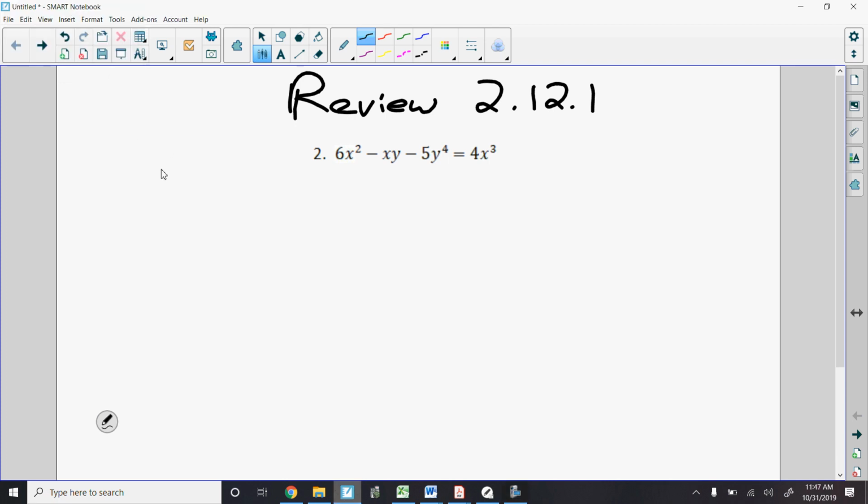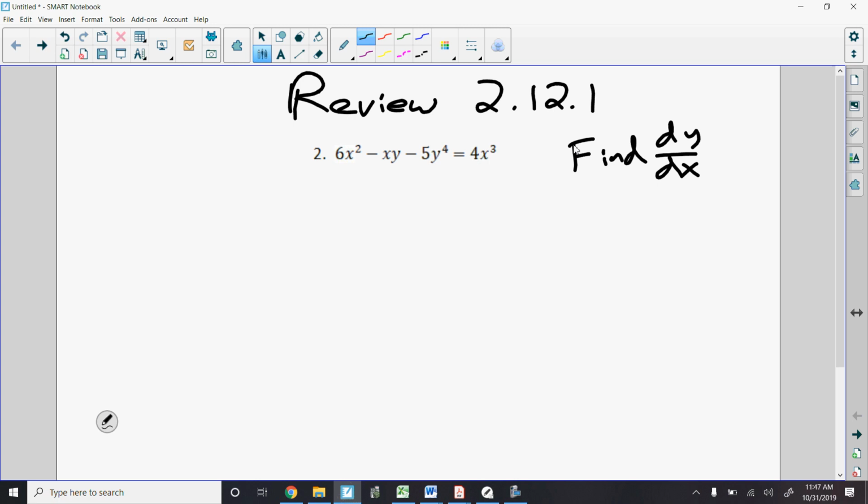Okay, so in problem 2 here, our goal is to simply find dy/dx. Again, with implicit differentiation, our goal is we're going to go through and derive all the terms following any rules that apply. And anytime we do the derivative of a y, we multiply by dy/dx.